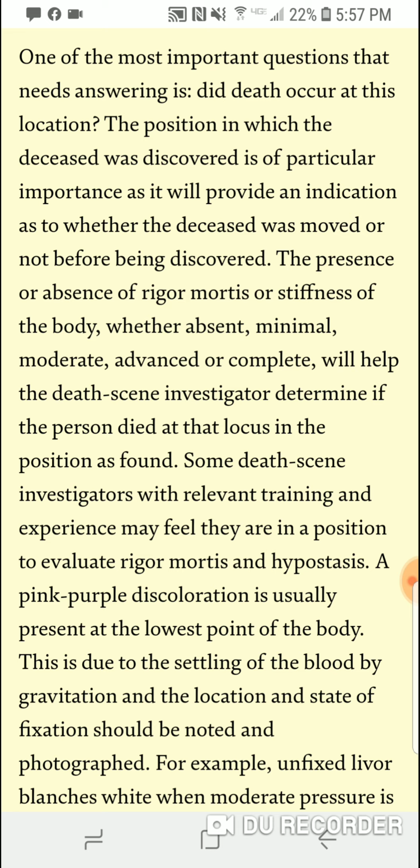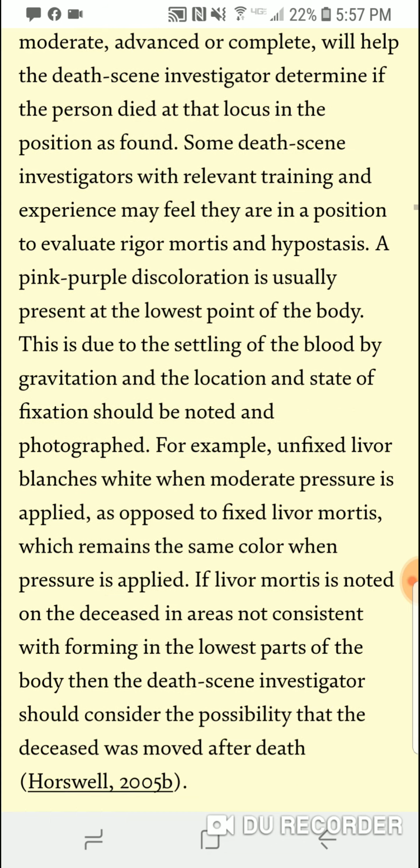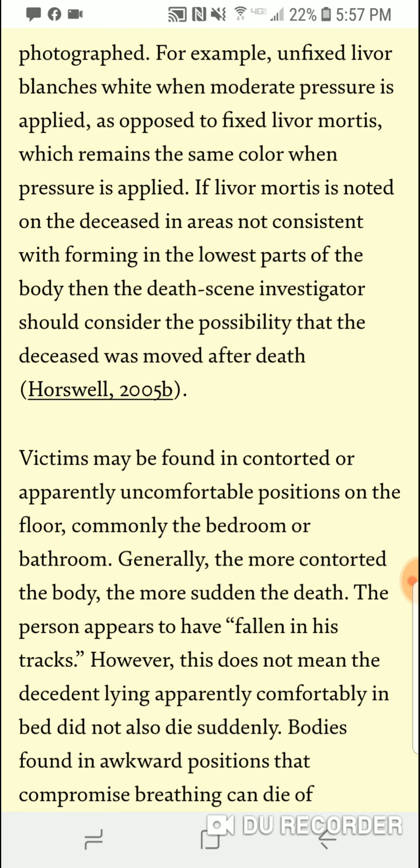A pink-purple discoloration is usually present at the lowest point of the body. This is due to the settling of the blood by gravitation, and the location and state of fixation should be noted and photographed. For example, unfixed livor blanches white when moderate pressure is applied, as opposed to fixed livor mortis, which remains the same color when pressure is applied. If livor mortis is noted on the deceased in areas not consistent with forming in the lowest parts of the body, then the death scene investigator should consider the possibility that the deceased was moved after death.